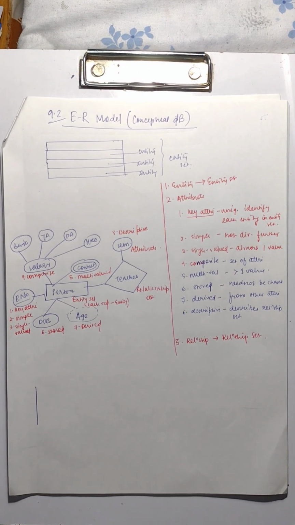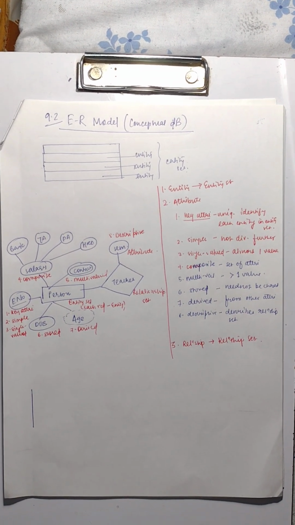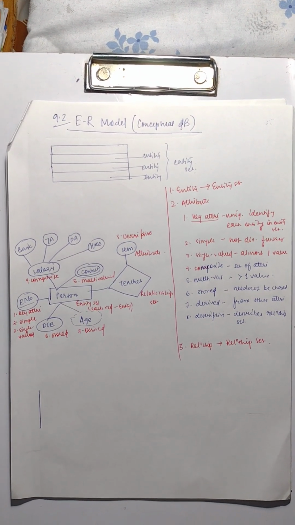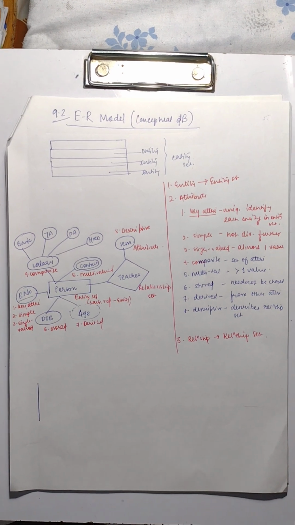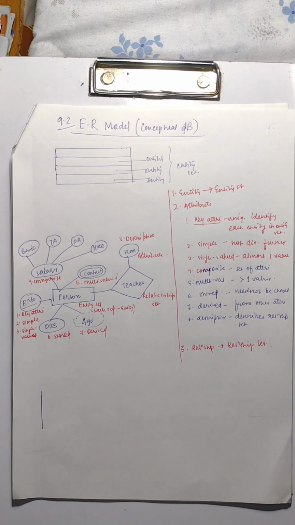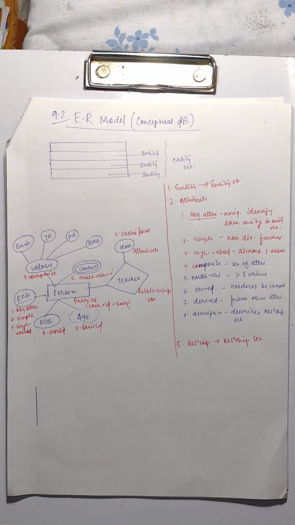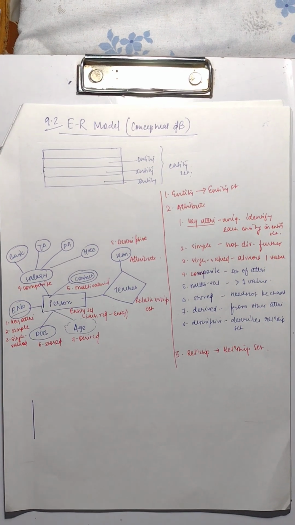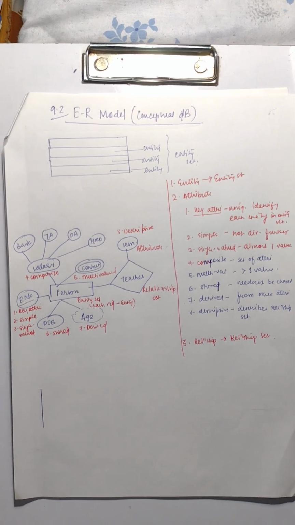So talking about the second part of DBMS, how are we representing the DBMS? It is in two ways. One is conceptual database representation and another one is logical database representation. In conceptual, we use the ER model, while in logical, we use the relational model.